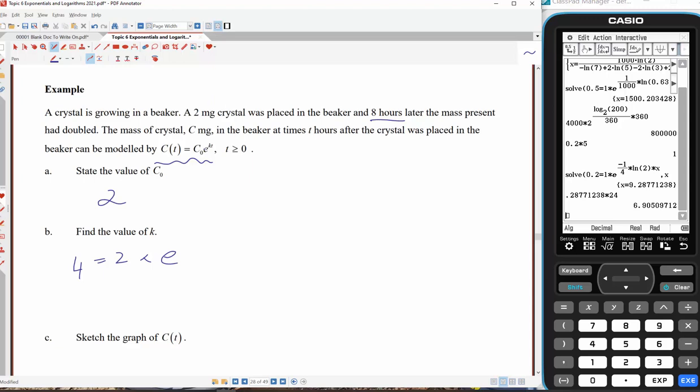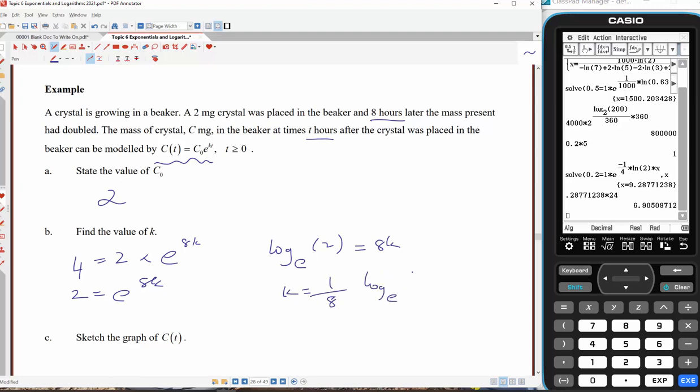Is modelled by this. I'm presuming that t is t hours. Okay, so we can use t is equal to 8, so it's going to be 8k. Right, so we'll divide by 2. So 2 equals e to the 8k. Then we'll go to log form. Log e 2 equals 8k. k equals 1 over 8.